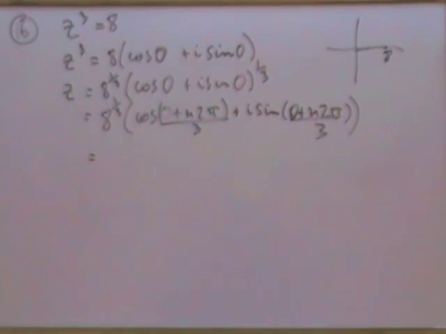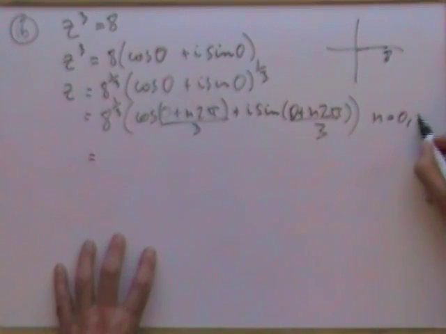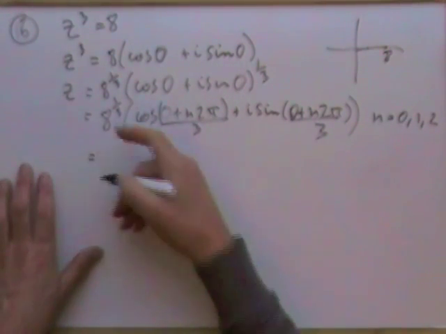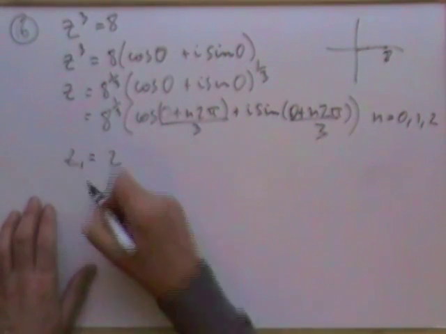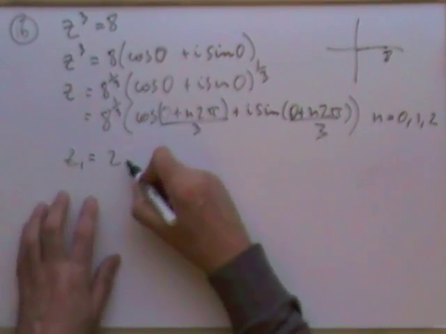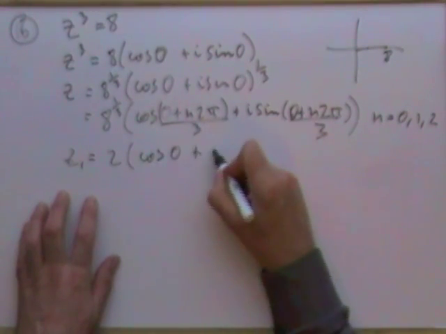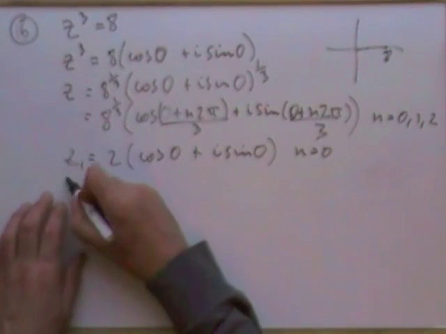Now they're all not going to produce unique results, only so many of them will. You only need the first 3 of them, 0, 1 and 2. So that you're going to have, well, 8 to the third is 2. So the answers would be, for my first one, I'll take n equal to 0. So I've got 2 times, if n is 0, it's just going to be cos 0 plus i sine 0. That's with n equals 0.